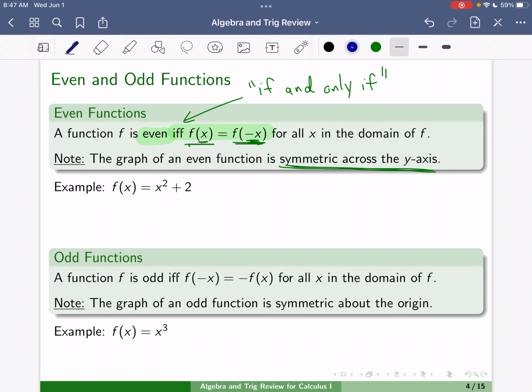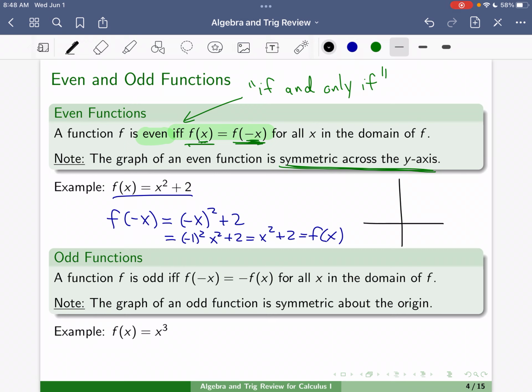So here is an example. F of x equals x squared plus 2. Let's verify that this is even. We're going to do that by plugging in the negative of x. So you have negative x and you're squaring it. When you square a negative, the negative is going to go away, right? So this is like a negative 1 squared times x squared plus 2, which is x squared plus 2, which is the original function. And so when we plug in the negative of x, we get exactly the same output.